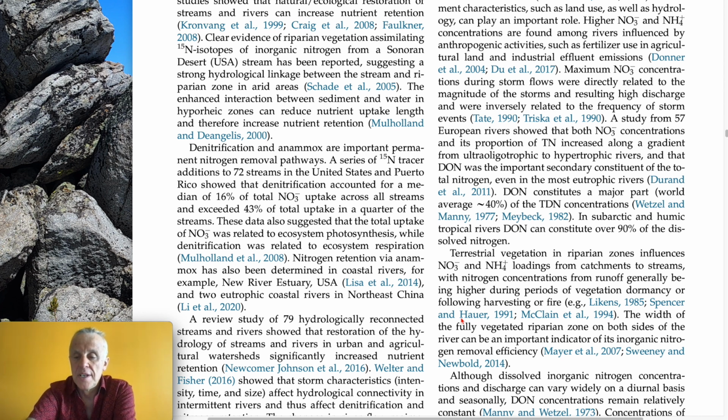Dissolved organic nitrogen constitutes a major part of the TDN, or the total dissolved nitrogen, concentrations. In subarctic and humid tropical rivers, DON can constitute over 90% of the dissolved nitrogen.